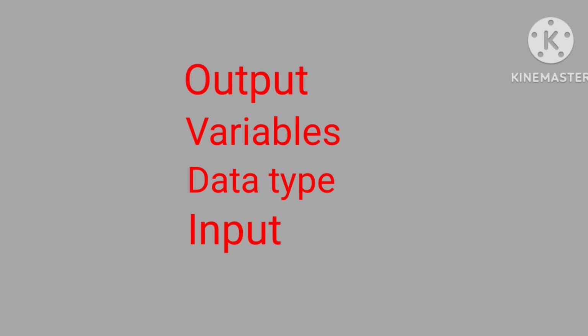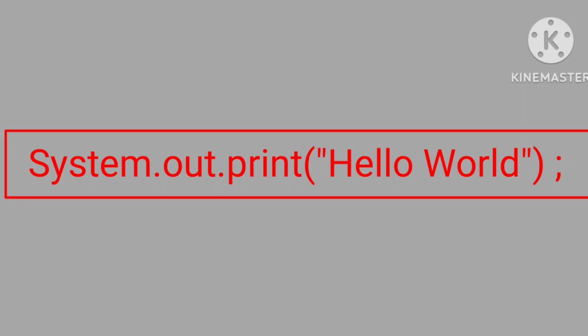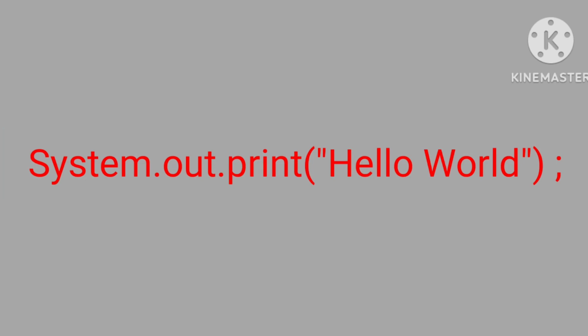Today we are going to talk about some basic fundamental topics of Java. Inside this topic, how to take output in Java. For output we have to remember one line always. This is our line: System.out.print("Hello World"). Now it means here we use the System class for output.